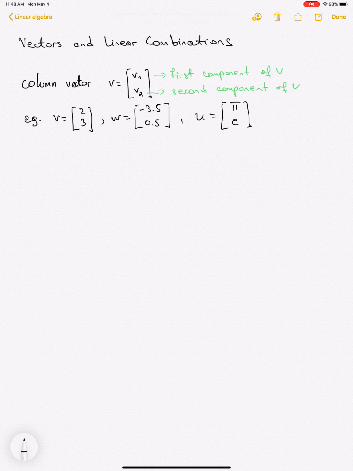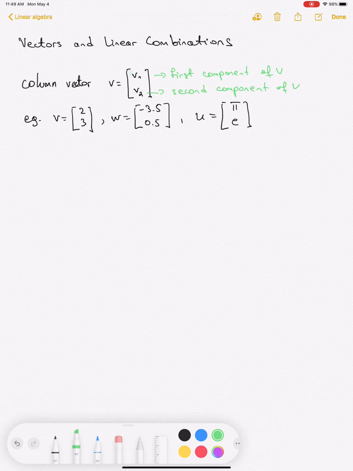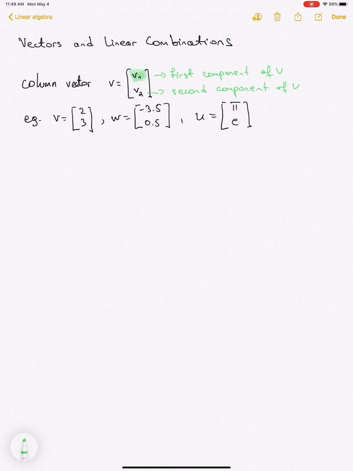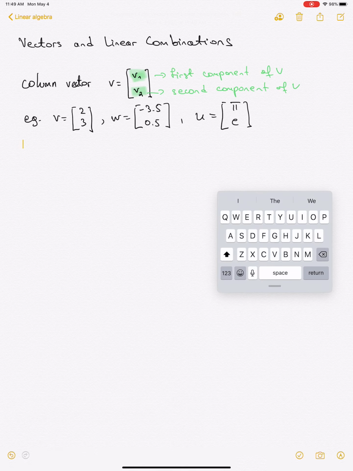What could these vectors represent? Well, let's say you have a farm and your farm produces apples and oranges, and you'd like to keep track of your apples and oranges. You could allow the first component V1 to stand for apples and V2 to stand for oranges. So now your vector V represents the fruit yield of your farm, for example.